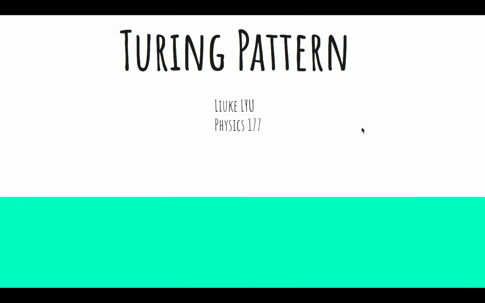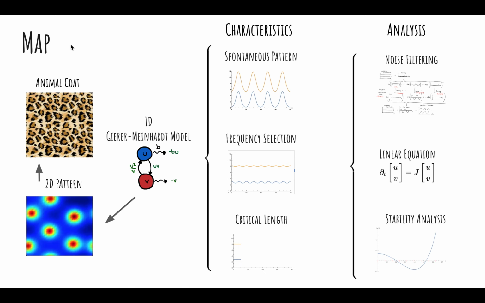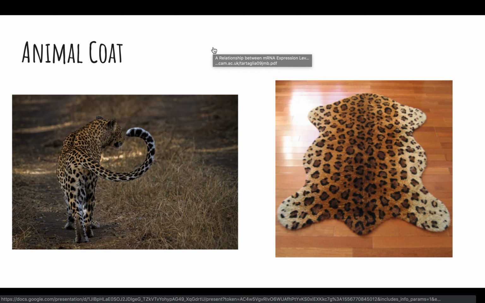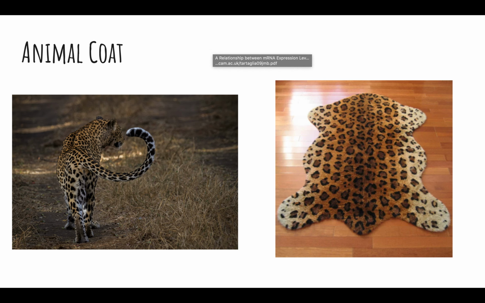Today we're going to talk about Turing patterns. Now, in nature, we can see patterns everywhere. For example, on leopards, you can see spots on them. At the tip of the tail, the spots sort of turn into stripes, which is very interesting. Today we're going to investigate that.